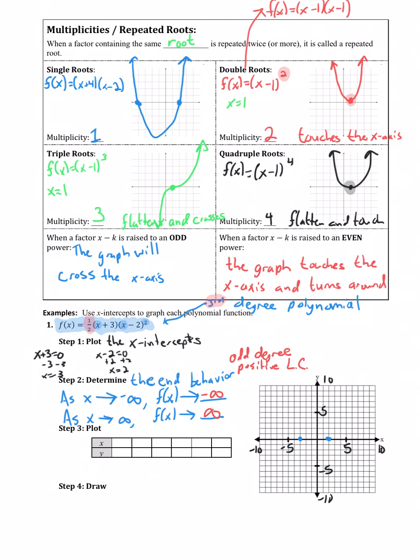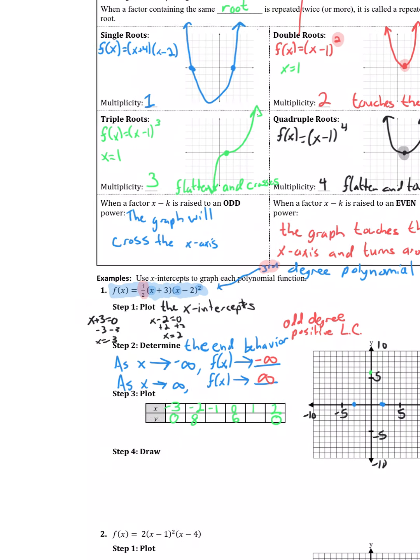What I'd recommend is that we just get an idea of what's going on in the middle. So for example, let's go from -3, -2, -1, 0, 1, and 2. I know that x-intercepts exist at (-3, 0) and (2, 0). If I plug in 0 for x, I'm going to get 4 times 3 is 12, times 1/2. I'm going to get a 6 for y. If I plug in a -2 for x, I'm going to get an 8 for y.